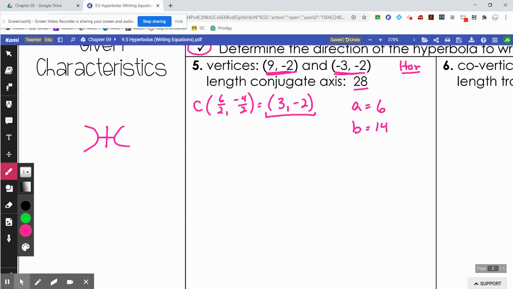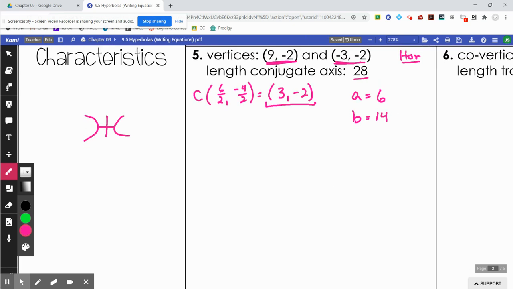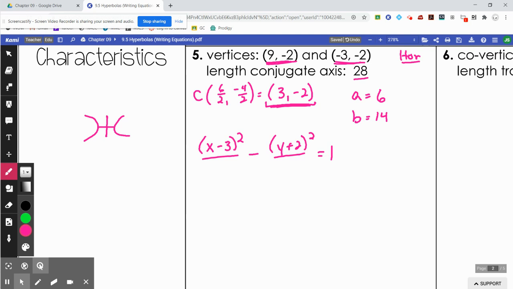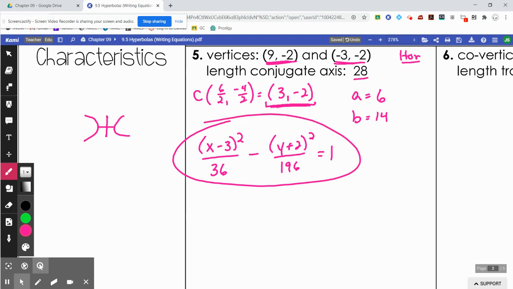So therefore, we've got all the information now that we need. Since it's horizontal, we're going to list our x stuff first. So we're going to have x minus 3 squared. Then we have a minus, and it's going to be y plus 2 squared. That gives us our hyperbola centered there, equals 1. The a squared is listed first. So since a is 6, you're going to have 36 there, and b is 14, so b squared would be 196. There is the equation of your hyperbola.